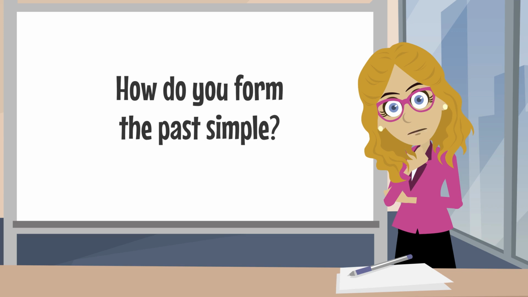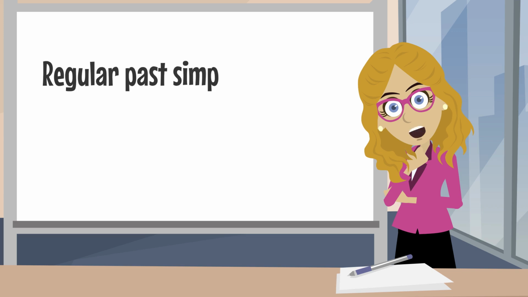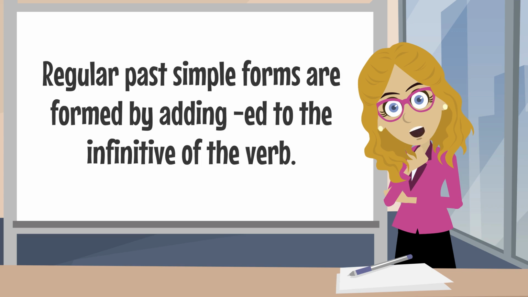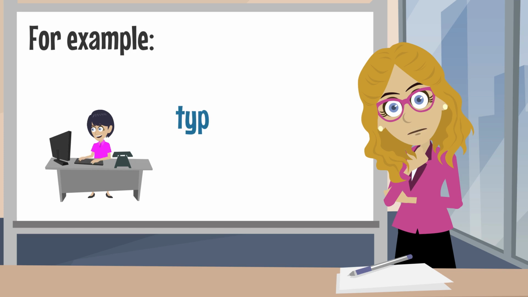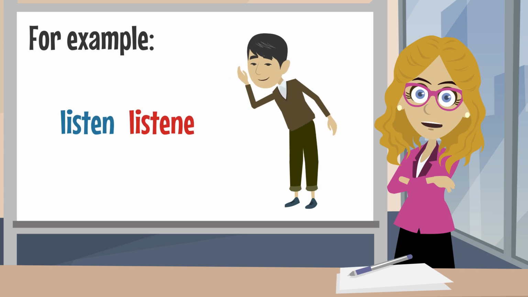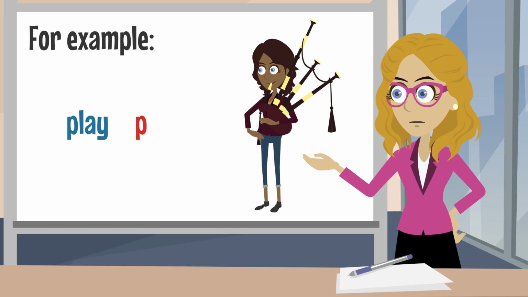How do you form the past simple? Regular past simple forms are formed by adding ed to the infinitive of the verb. For example, type is typed. Listen is listened. Play is played.